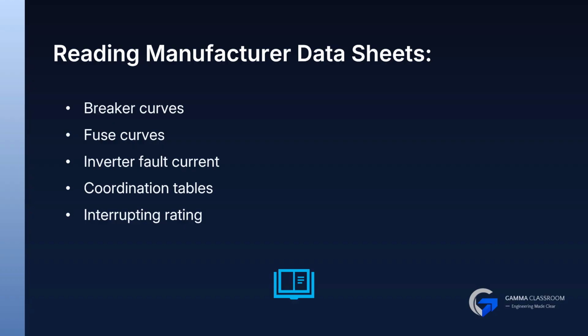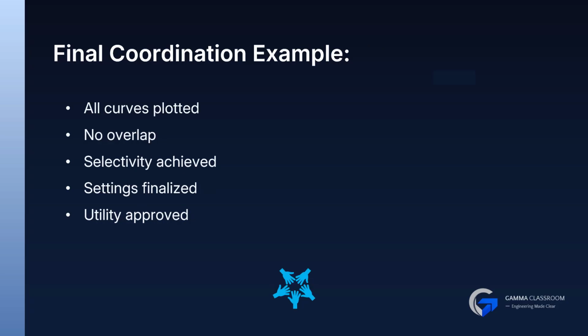Manufacturers provide all necessary data. Breaker curves showing trip behavior. Fuse curves showing melting and clearing times. Inverter datasheets showing fault current. Coordination tables help engineers match devices. Always check interrupting rating.